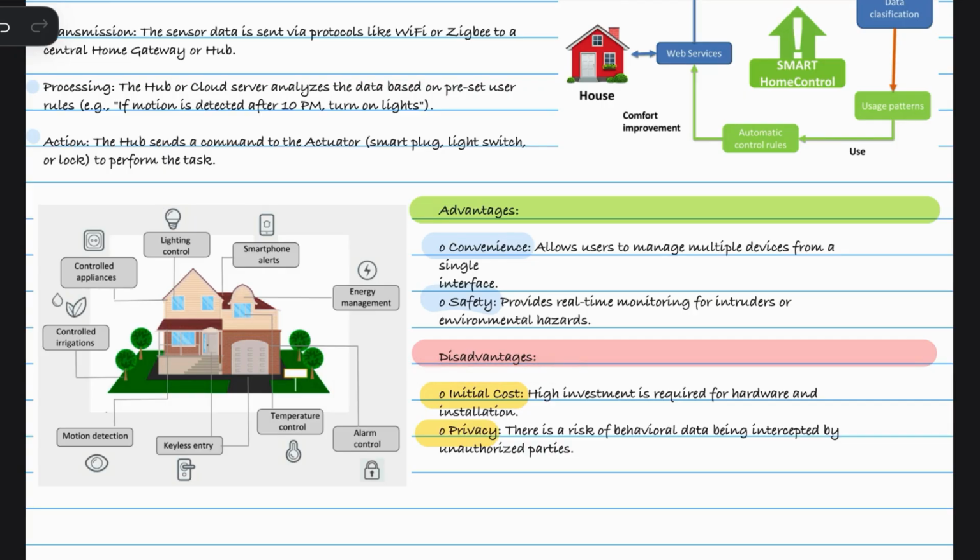Next we'll talk about the disadvantages. So first is the initial cost. Buying these premium smart nodes, gateways, and upgrading your traditional switches to the IoT smart switches requires a very upfront investment. Second, there is the privacy risk. If a hacker intercepts your home automation network data, they can map out your exact daily schedule. They would come to know exactly when you leave your house, when your house is empty, and they can misuse that particular information against you.